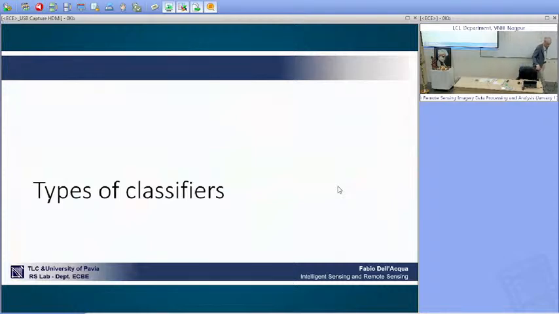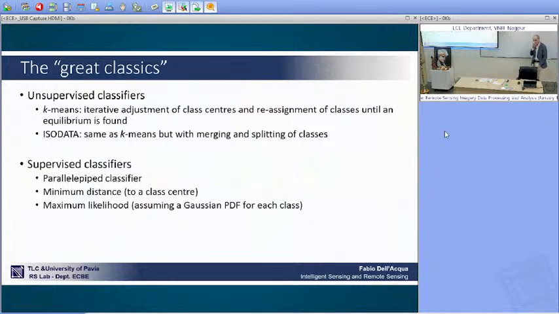Okay. Now, let's move on to the next step. Now we have defined what is the operation of classification. We have seen what are the features of the different strategies. Now we want to see the so-called classifiers. So what is it that we use in practice to do classification?